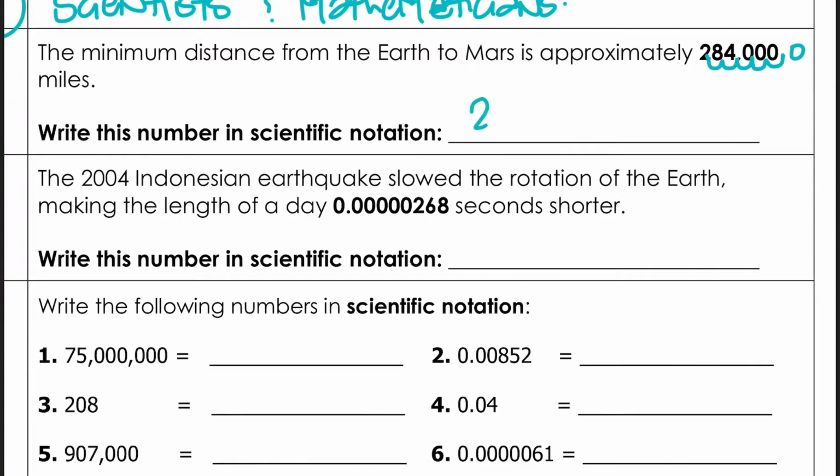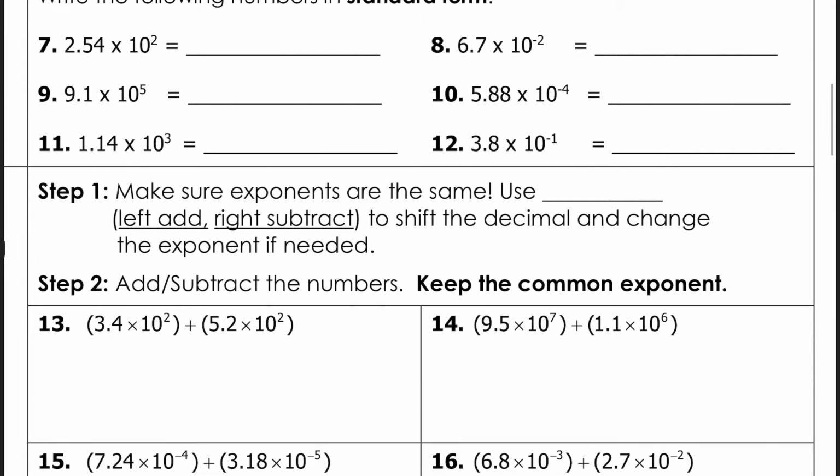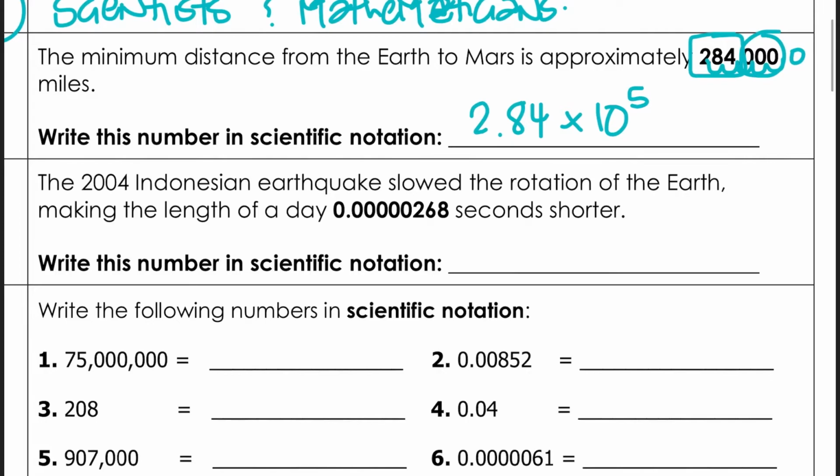So 2.84, don't ever drop any of the digits. You don't have to put the zeros, but if there are non-zero digits, you have to include them. 2.84 times 10 to the, and then is it positive 5 or negative 5? Well, there's a little trick that I'm going to show you. We're going to use something called LARS, which means left add, right subtract. I moved my decimal to the left. If I start with nothing, that means I'm going to add 5 spaces. 0 plus 5 is 5. So this is a positive 5.